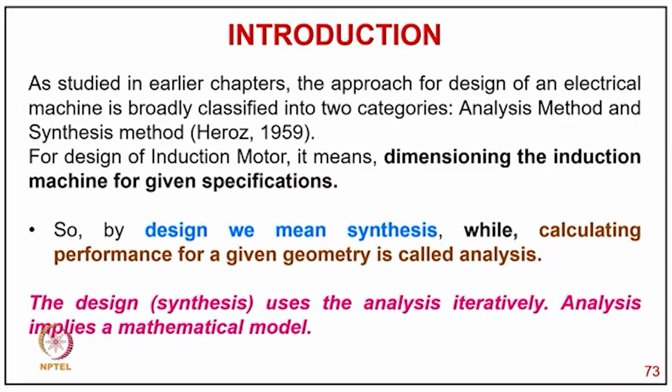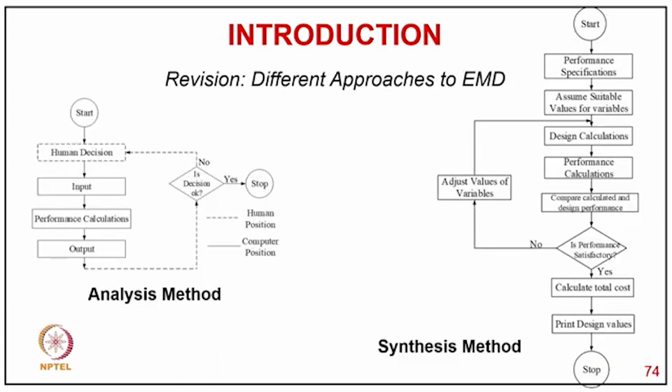Analysis process means we are using the computer for calculation, and synthesis means the decision is taken by the computer only. So design means synthesis, which uses the analysis iteratively, because you have to calculate many times to get the right decision. Analysis implies only using the mathematical model for calculation. A typical example of the analysis method: the decision is taken by a human, then we go to input, perform the performance calculation with the output, and the human checks whether it is right or not. If yes, then stop; if no, then it goes back.